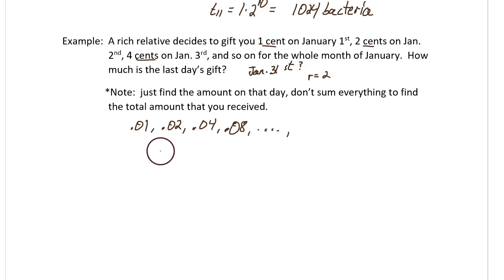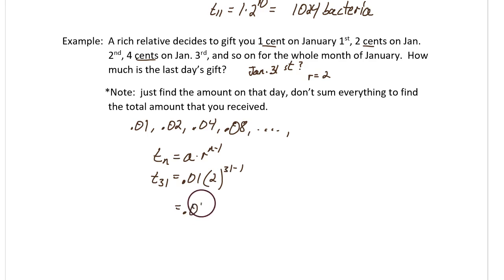Let's use the formula. T sub n equals a times r to the n minus 1. And we want to know what's the 31st number in this list. The value of a is 0.01, 1 cent. The value of r is 2. And 31 minus 1 is our exponent. So we have 0.01 times 2 to the 30th power. Let's evaluate that on a calculator.